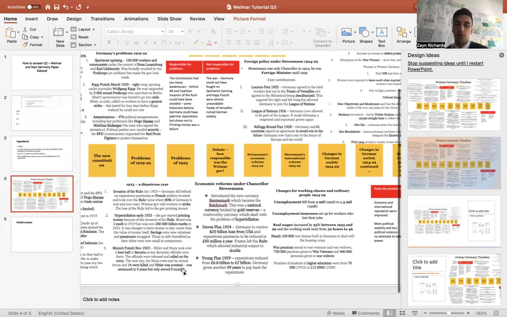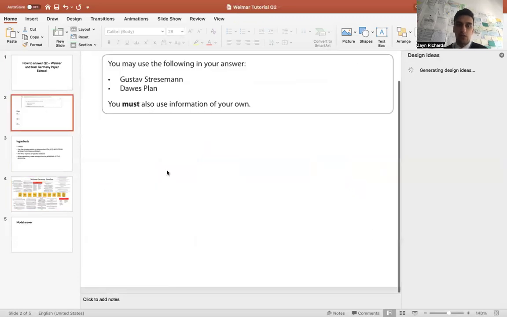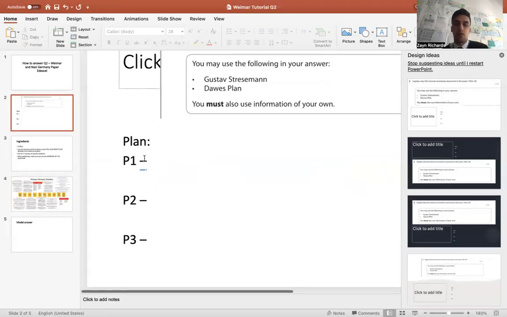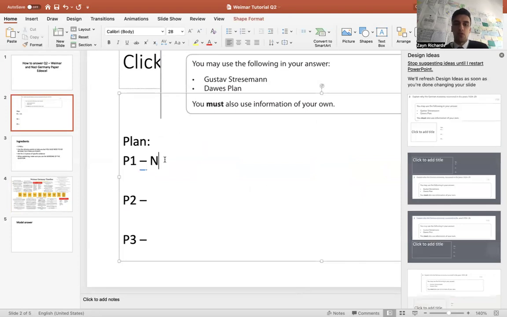And in particular, there are 3 reforms you need to know about. So the changes to the currency, the Dawes plan, and the Young plan. So those are going to be really simply my 3 points. Okay, so here we got the new currency. We've got here the Dawes plan. And we've got here the Young plan.